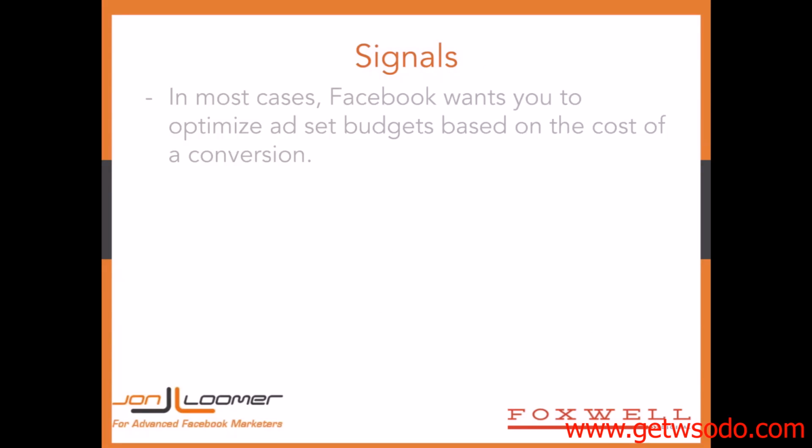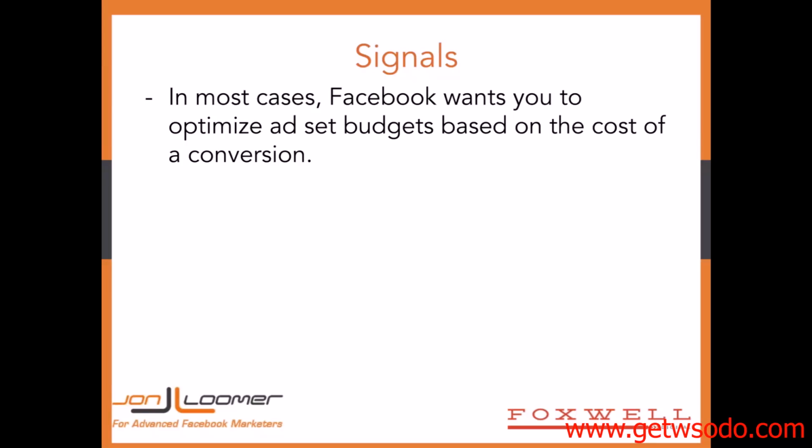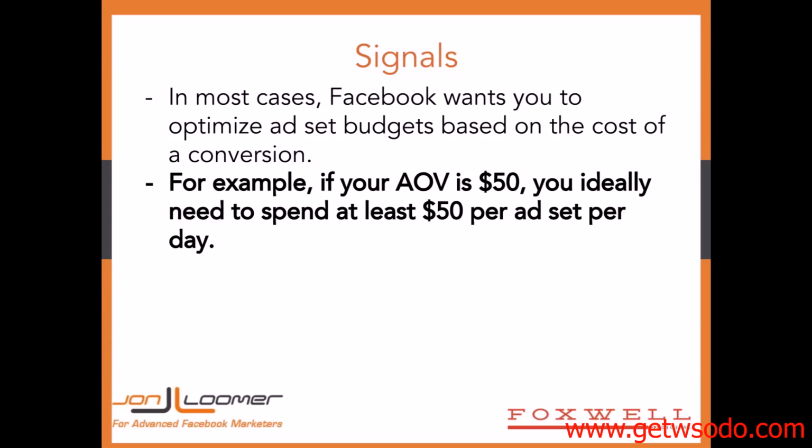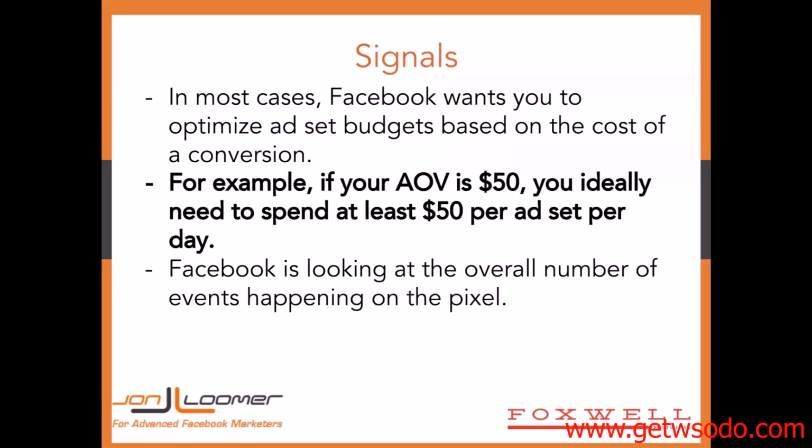So in most cases, Facebook wants you to optimize ad set budgets based on what the cost is of a conversion. So if your average order value is $50, ideally, in Facebook's world, if they were recommending to you, you'd spend $50 per ad set per day. And this is a challenging proposition for a lot of people. So I think that they're looking at the overall number of events.